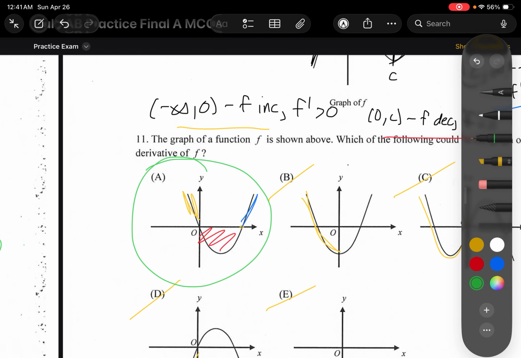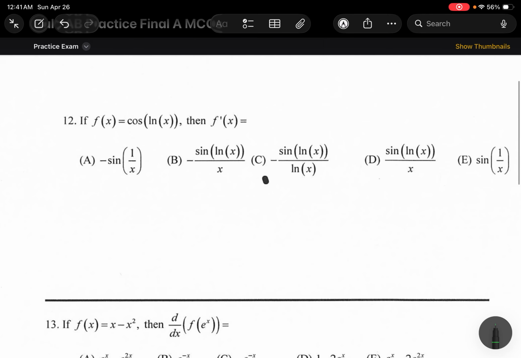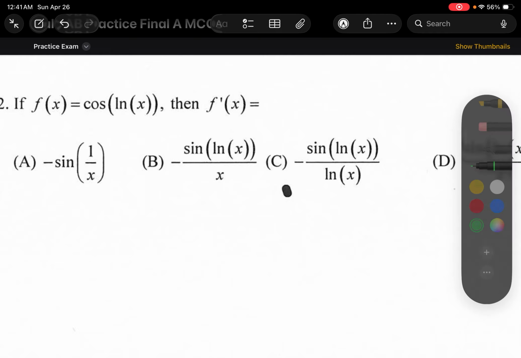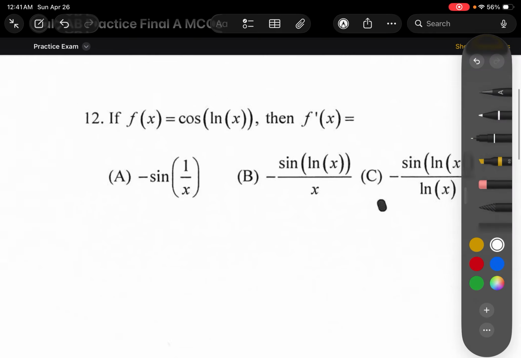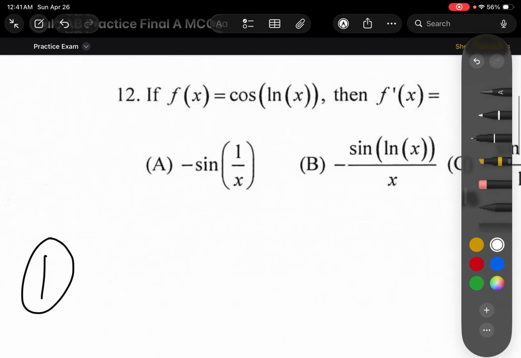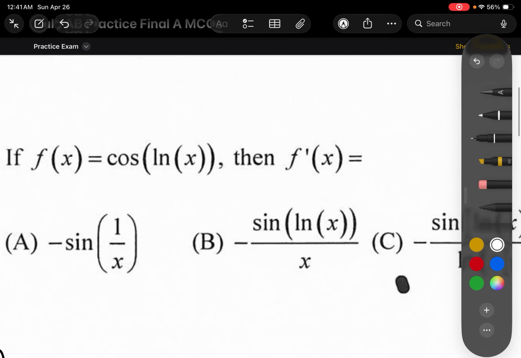Once you connect f and f prime and you can identify similarities between both graphs and how to identify what the question is asking for, function analysis is not that bad. For 12, it's asking for another derivative, and this is another chain rule problem. So, number 1, chain rule. I'm going to abbreviate that.